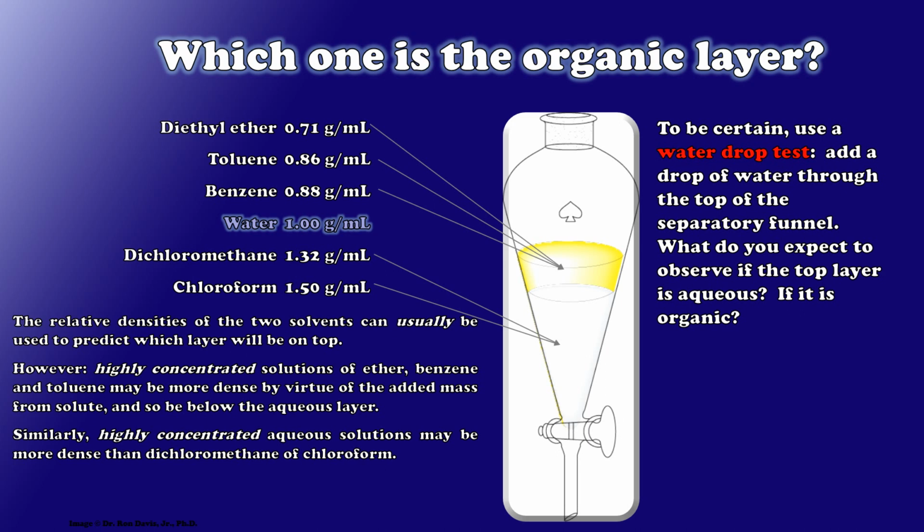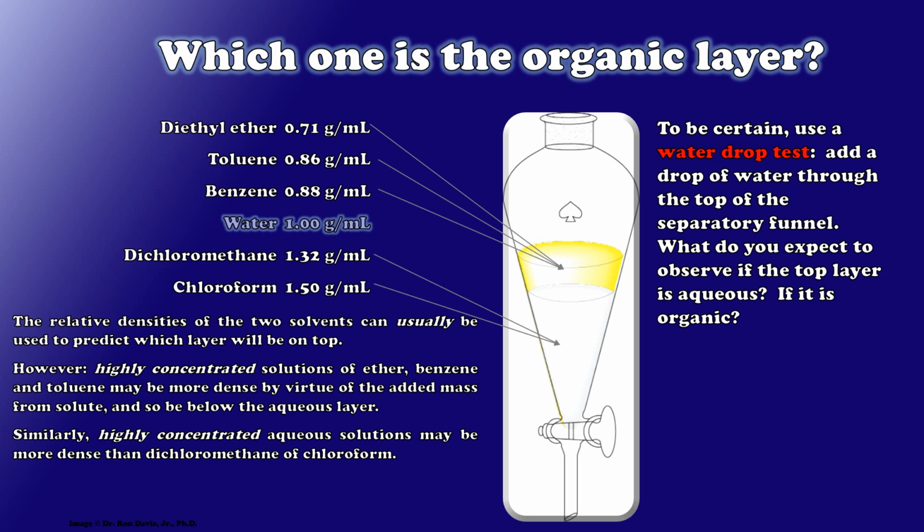Typically, non-halogenated solvents like diethyl ether, toluene, and benzene can be expected to be the top layer in a liquid-liquid extraction because their densities are less than that of water. Halogenated solvents, on the other hand, like dichloromethane and chloroform, have densities that are substantially greater than that of water, and therefore they usually accumulate as the lower layer.